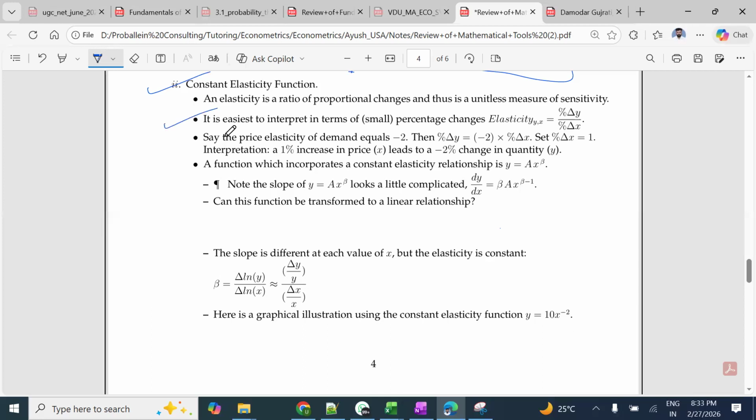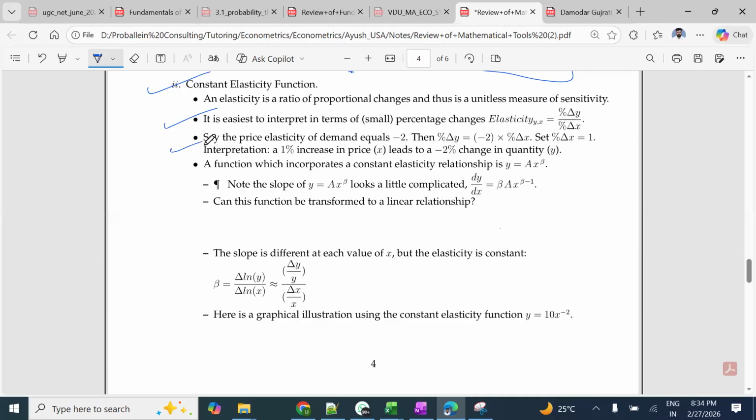Suppose, for example, the price elasticity of demand equals -2. Then percentage change in y will be equal to -2 times percentage change in x. And if you take percentage change in x equal to 1, then the interpretation will be a 1% increase in price x leads to a -2% change in quantity y.